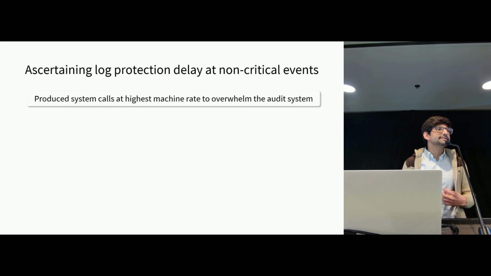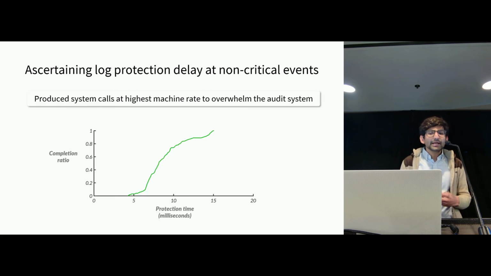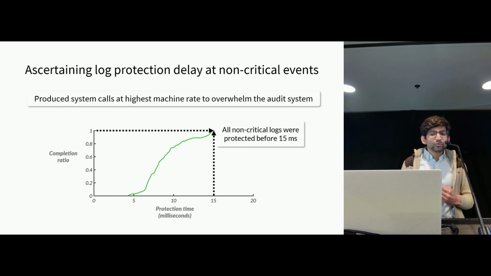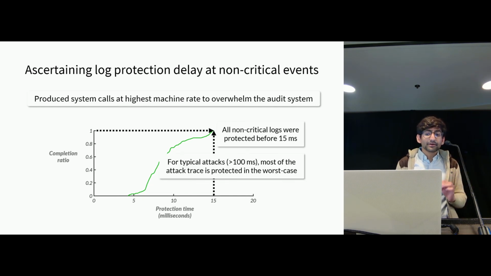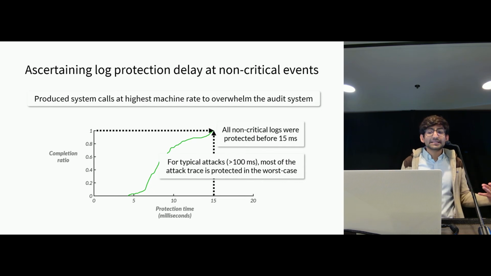And this is precisely the scenario that we tested in our paper, and we found a CDF of completion ratio versus protection time as follows. What this graph really shows is that all non-critical logs were protected within 15 milliseconds from the creation of these entries on the machine itself. To put this in perspective, for typical attacks which take hundreds of milliseconds, most of the attack trace is now protected, even in the worst case where non-critical events are used.